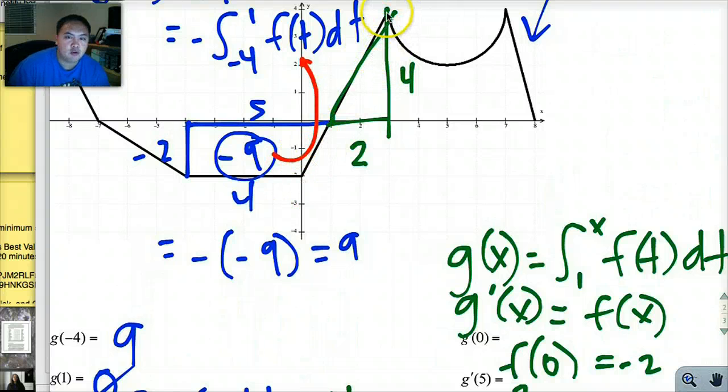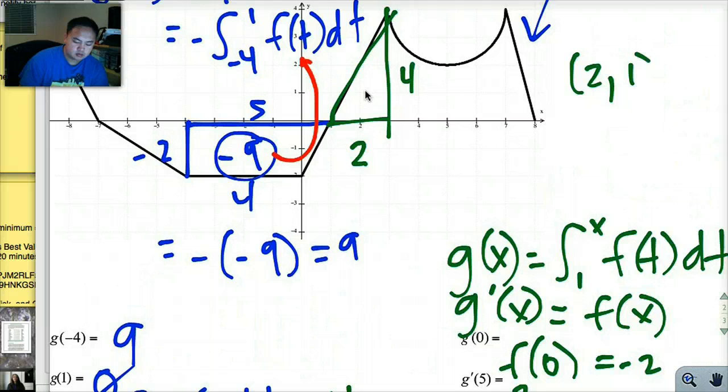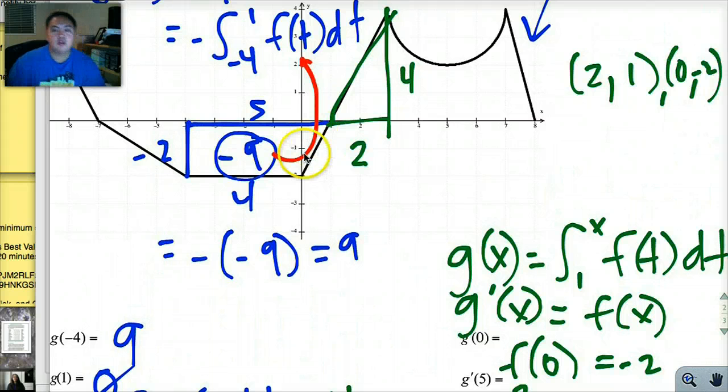You could do the slope formula, so I could pick any 2 points here. So let's just say the points 2, 1, and the points 0, negative 2. Remember, slope is rise over run. So I can do the slope formula with this, but like rise over run, meaning I go up 2 and over 1, up 2 and over 1. So that tells me my slope is 2.